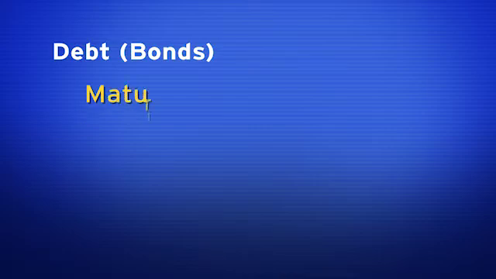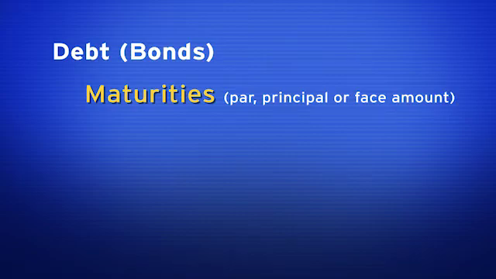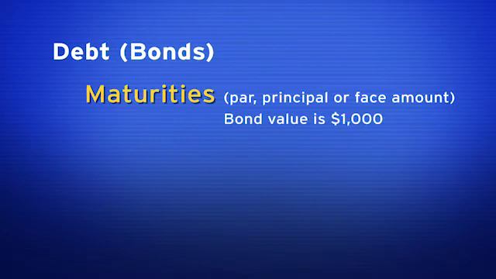The first thing we want to talk about would be maturities. Every bond, when issued, will have a maturity. That is when the bond will reach the end of its lifetime, when the bond matures. Maturity value is also known as par value, also known as the principal amount, also known as the face amount. So any of those terms could be used, and they all mean the same thing. Unless you're told otherwise, the maturity value on a bond is $1,000. The par value on a bond is $1,000.